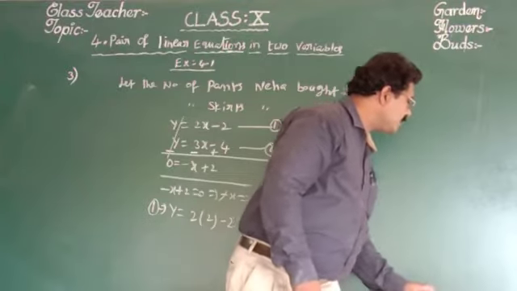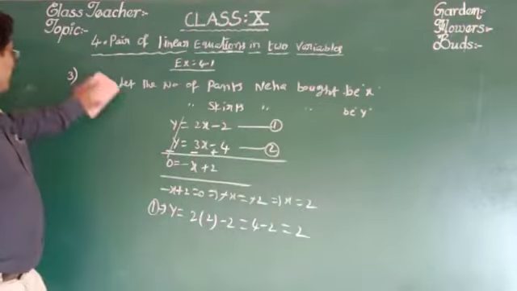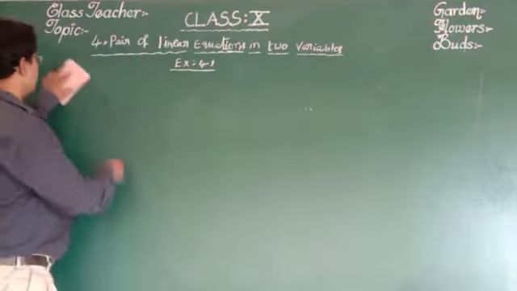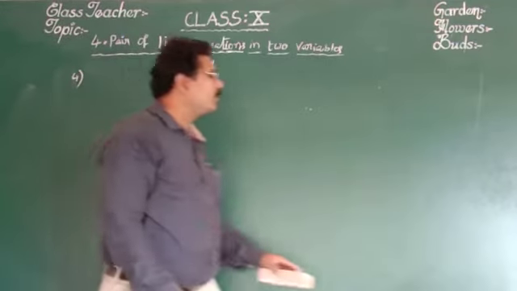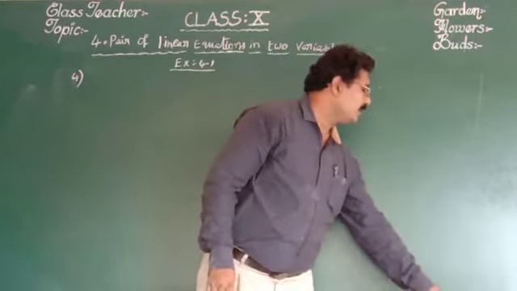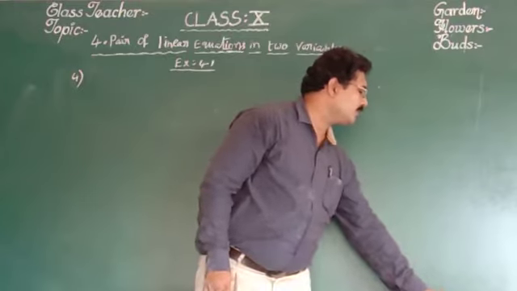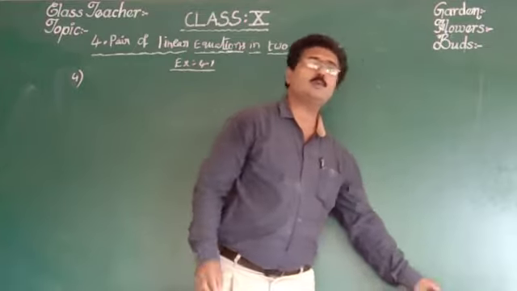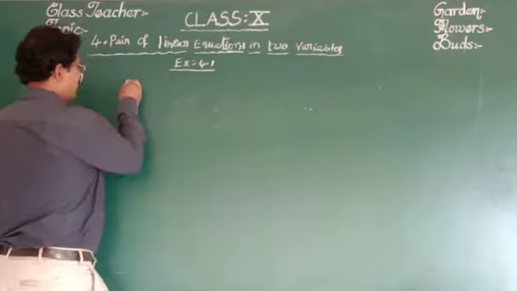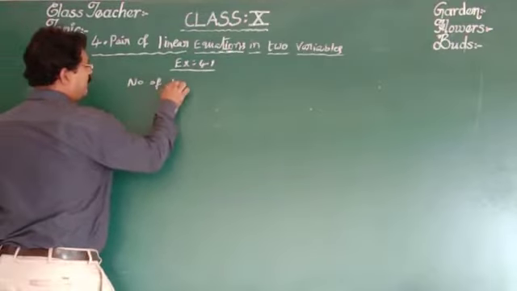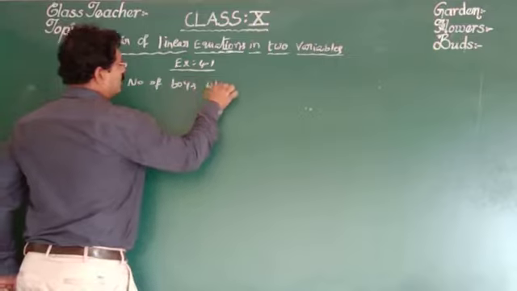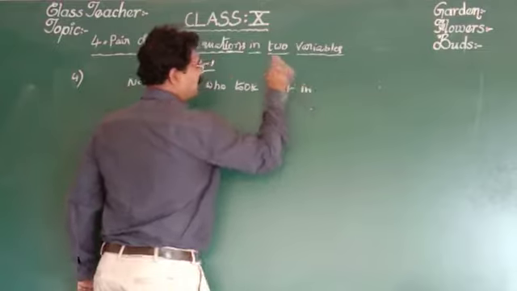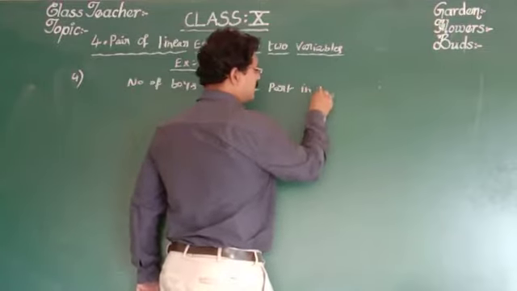10 students of class 10 took part in a mathematics quiz. See problem number 4. If the number of girls is 4 more than the number of boys, then find the number of boys and the number of girls who took part in the quiz. So first, the number of boys who took part in the quiz is equal to x.